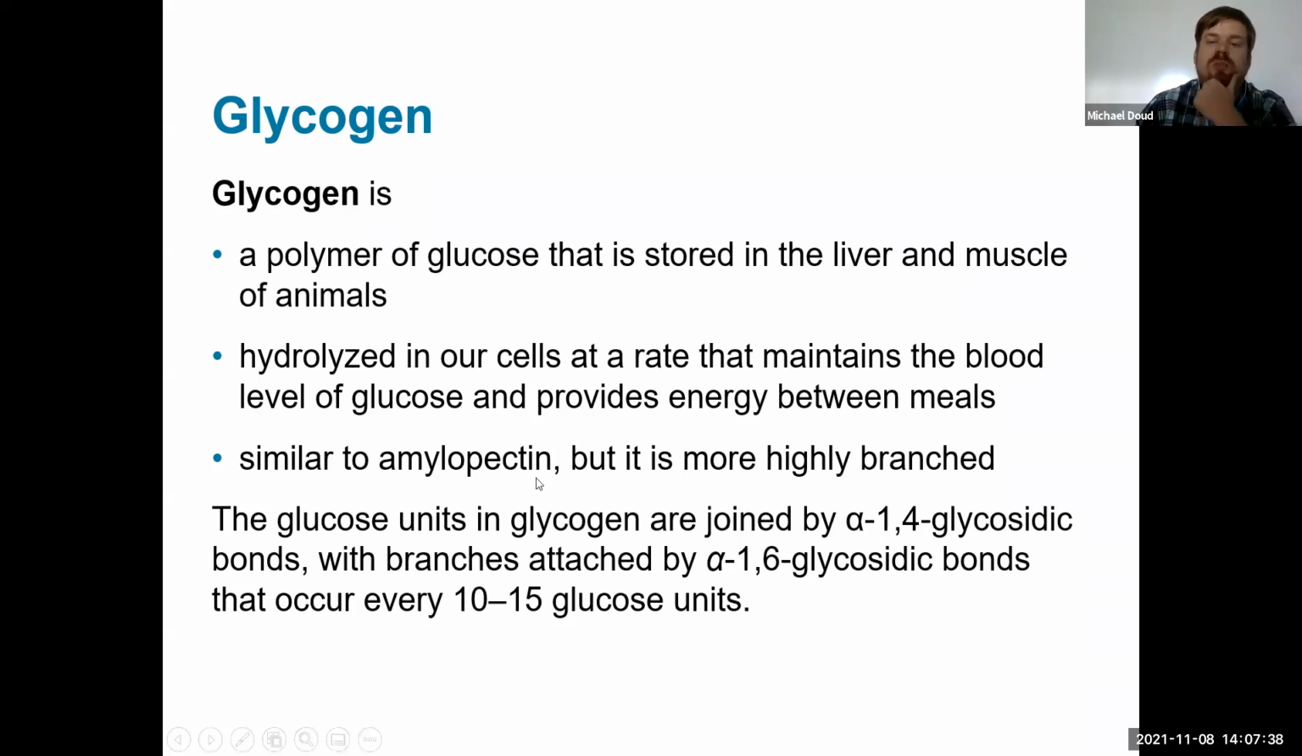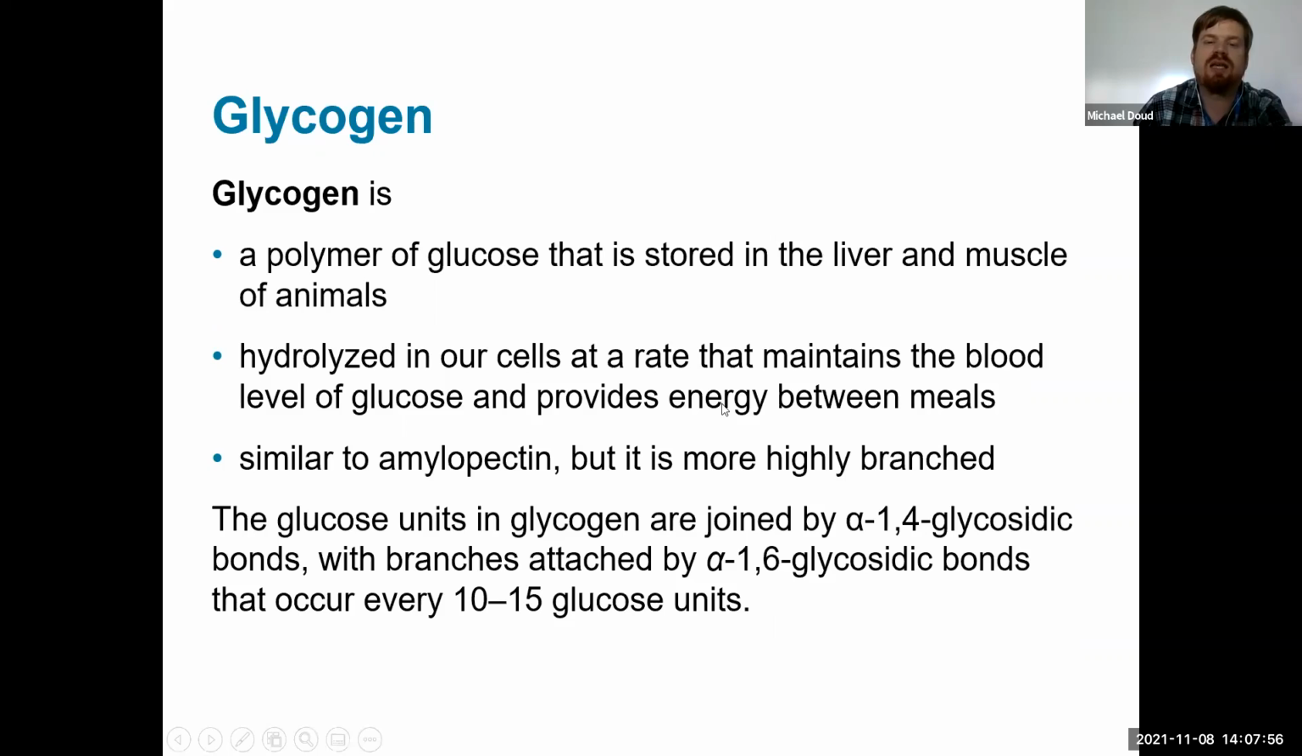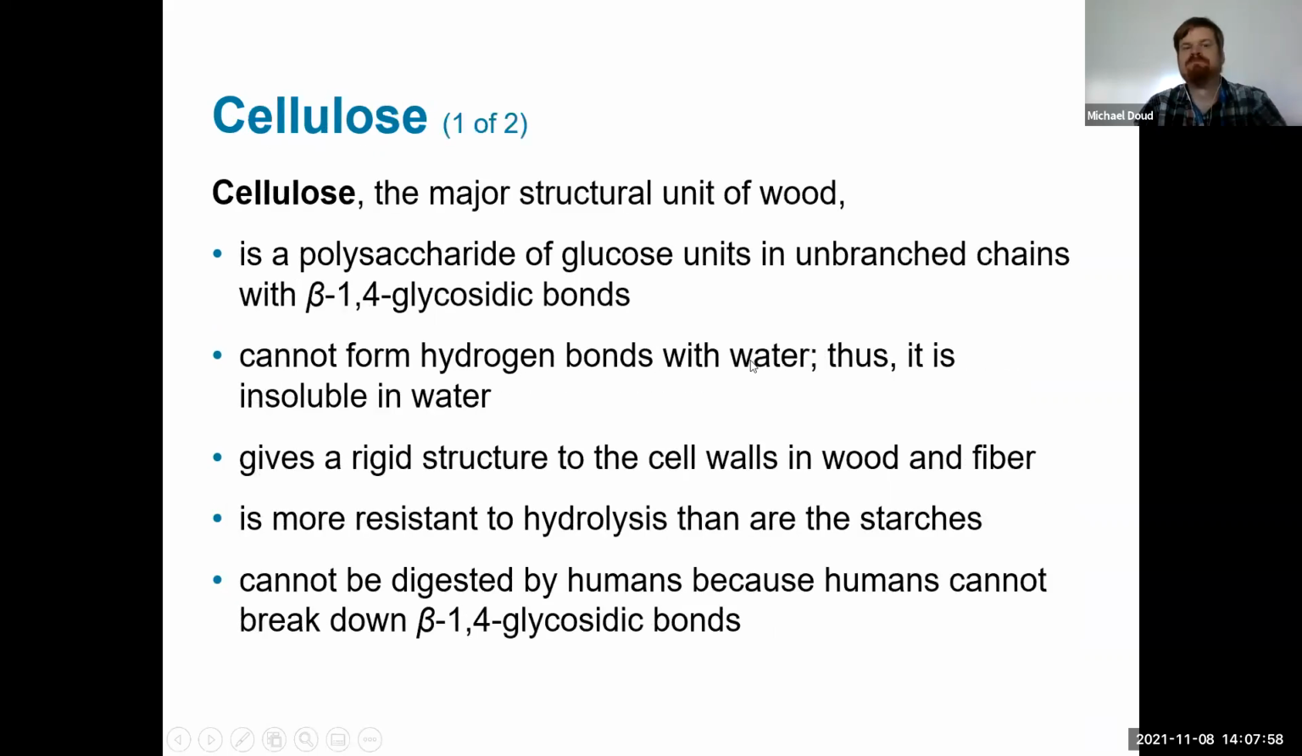Structurally, it's very similar to amylopectin. So again, that means that it has alpha 1,4 glycosidic bonds, and then also branches of alpha 1,6 glycosidic bonds. But those branches occur more often than in amylopectin. These branches occur every 10 to 15 glucose units. And I didn't really tell you here, but this occurs less often in amylopectin.